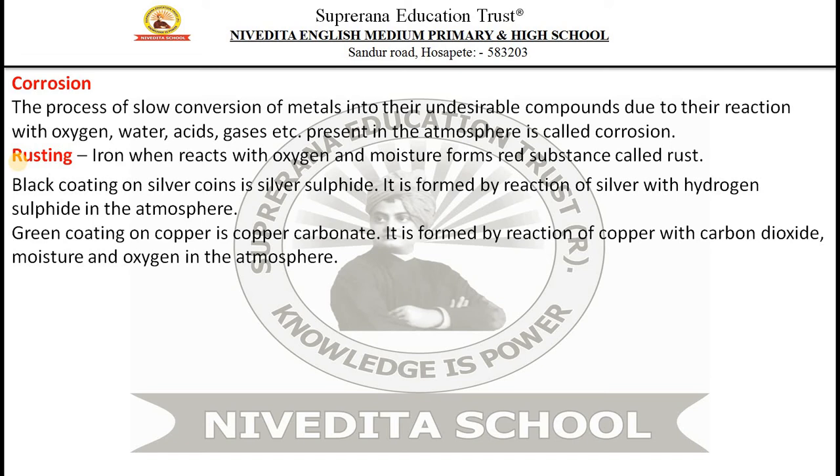Why is that? Because, as you can see there, the copper reacts with carbon dioxide, moisture and oxygen in the atmosphere, and forms a green coating. So these examples are a very good explanation of why corrosion takes place. I spoke about iron, then silver, and then copper. These three are important from the exam point of view. They may ask what happened and why it got corroded, right?